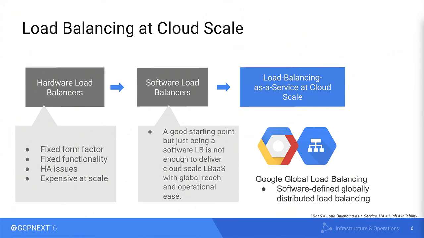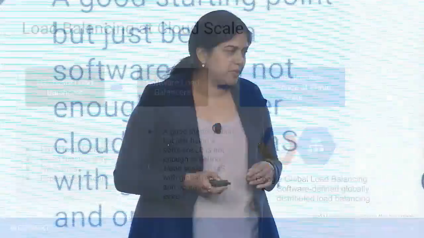Next come the software load balancers. When I talk of software load balancers, I mean load balancing logic that runs in a VM, an instance, could be a cluster. Now, these are definitely a step up. But is that enough to deliver cloud scale load balancing? That is where the Google Cloud Platform Global Load Balancing comes in. It's basically software-defined, globally distributed load balancing. That is exactly what Google Global Load Balancing is, and today I wanted to shed some light on it, with some interesting aspects that I wanted to highlight.